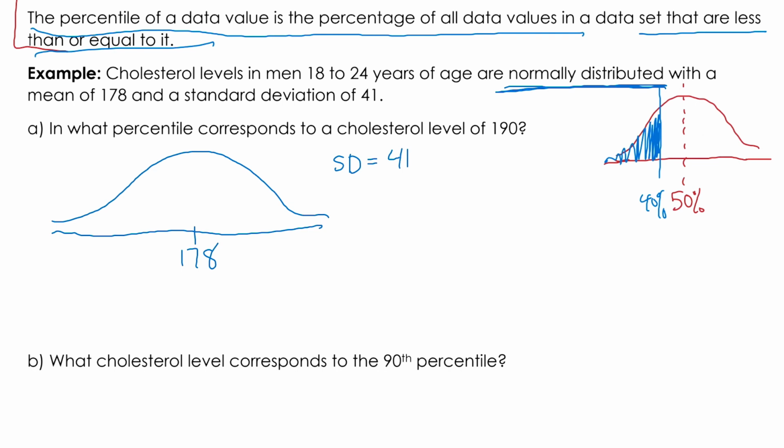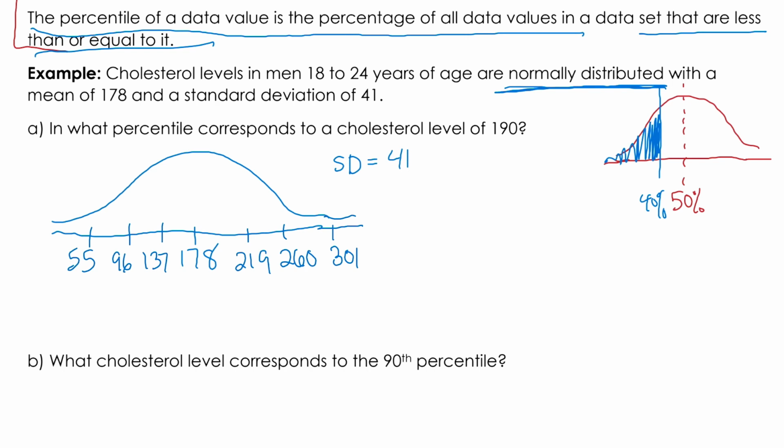So if we draw this with our 3 standard deviations, if I go out 41 to the right, I'm going to have 219. If I go out another standard deviation, that's going to be 260. If I go out another standard deviation to the 3rd standard deviation to the right, that gives me 301. Going to the left, I have 137. I have 96. And I have 55.